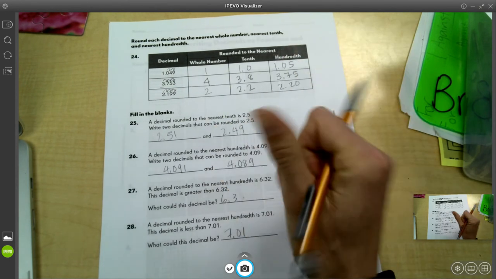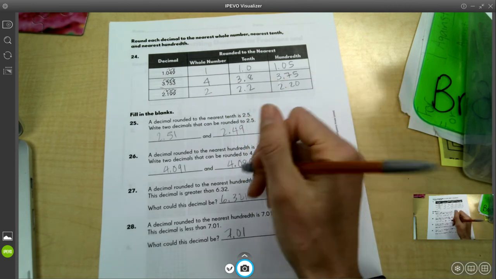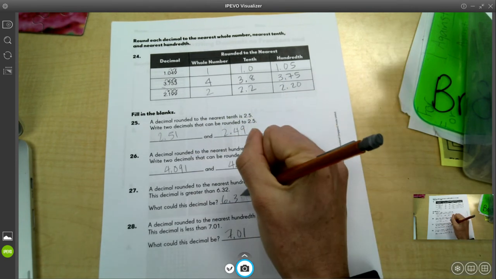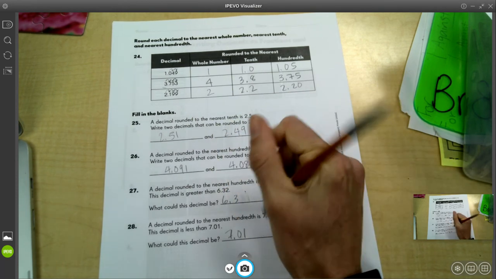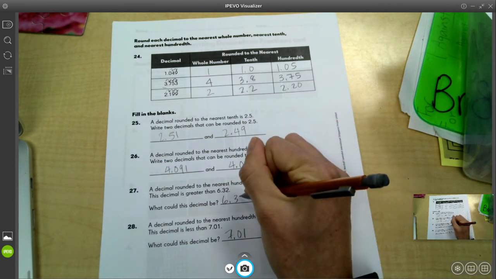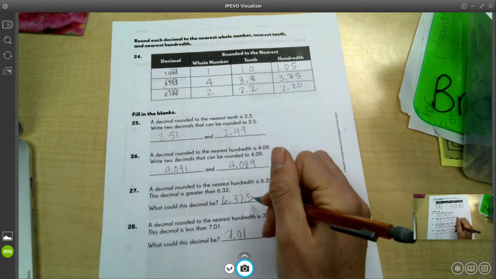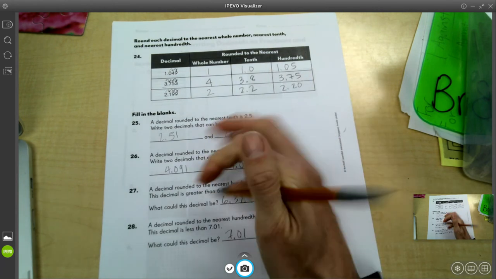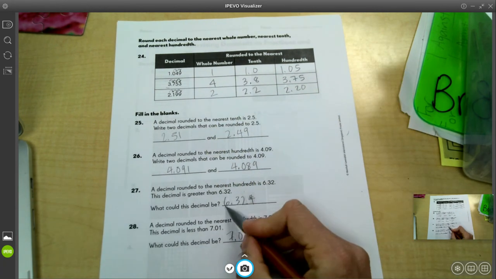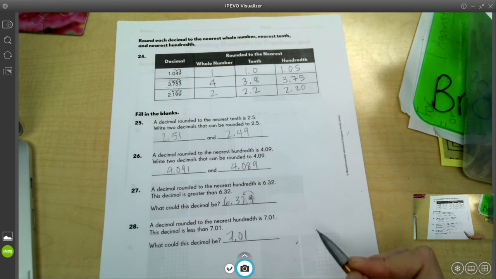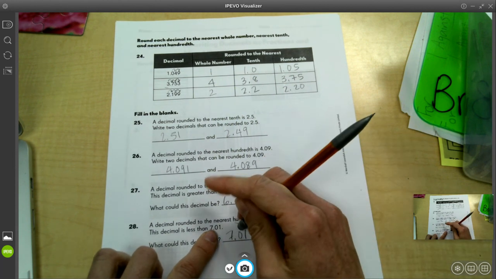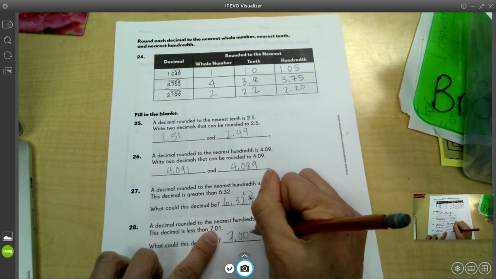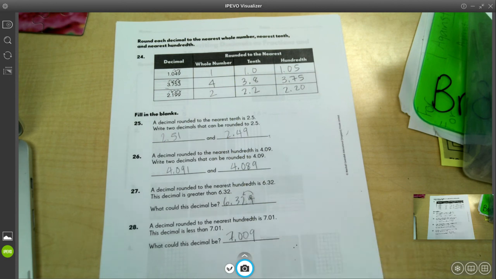This would be 3, 2, 1, 3. 3, 2, 5 is greater than, but that would round up, so it would have to be 3, 2, 4. There we go. 6.324. This would stay the same, but it is greater than. All right. This is less than this. So something like that would round up to 0.1. All right. That's it for section 2.